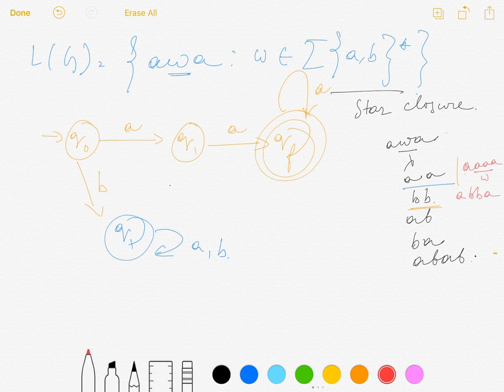In that case, when it gets an A, it comes to Q1, and when it gets multiple B's, it will create one inner loop. Multiple B's will come into this inner loop, and when it gets an A, it goes to the final state. Now consider the case when omega is AB, that means the string will become AABA.